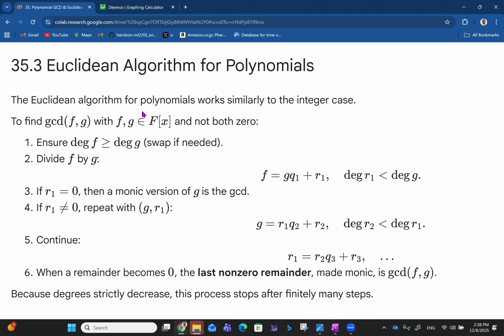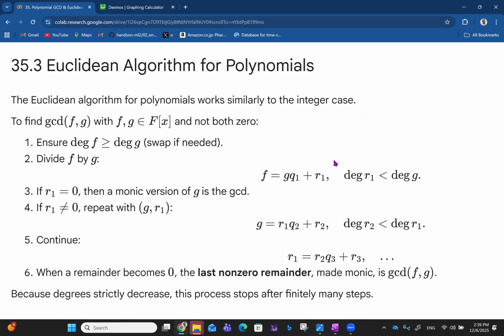The Euclidean algorithm for polynomials works similarly to the integer case. To find the GCD of f and g, with f and g belonging to F[x] and not both 0, we want to ensure that the degree of f is greater than or equal to the degree of g. You can swap if needed. If g comes first, it doesn't matter. So we divide f by g, which gives us a quotient q1 plus a remainder, where the degree of the remainder is always less than the degree of the divisor. Very important, something we've talked about before. So you have f equals g q1 plus r1. q1 is the quotient while r1 is the remainder.